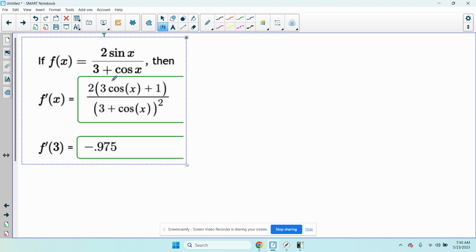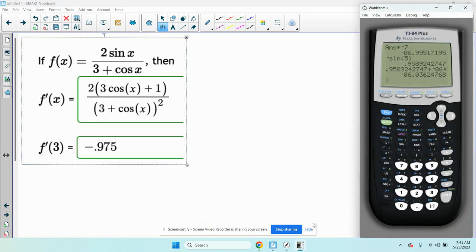Here, same idea, a little bit scarier. So I would maybe start by just simplifying the top and bottom separately, and then dividing at the very end. So let's do the top first. I have to do cosine of 3 times 3 plus 1. So I'll do 3 cosine of 3 plus 1. Multiply that by 2. That's my numerator. Then I'll do 3 plus cosine of 3. And I'll square that. That's the bottom.